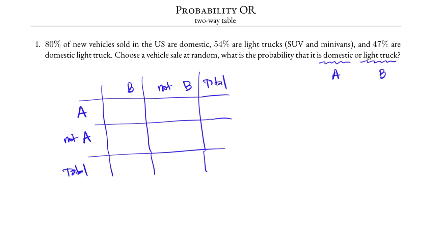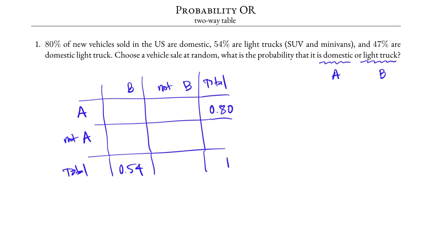We were told that 80% of the vehicles sold in the US are domestic. This means the row with A, which represents domestic, has to add up to 80%. So the total in the margin of the table for A, which is domestic, has to be 0.80. 80% is 0.8. 54% are light trucks. We let light truck be the event B, and so similarly, the total in the margin for B, which is light truck, has to be 0.54.